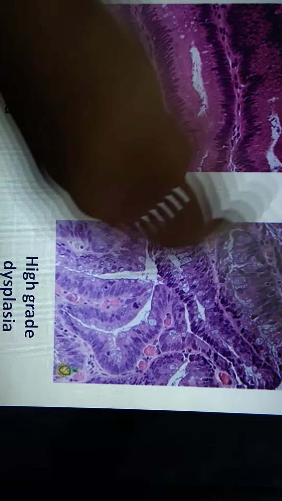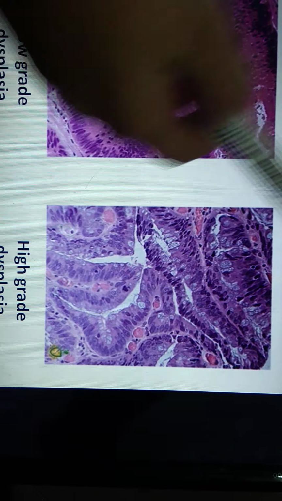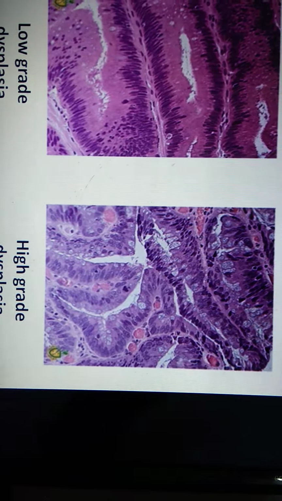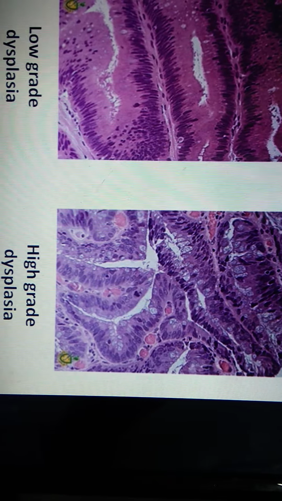Round enlargement and rounding up of nuclei, nucleoli, complete loss of polarity, nuclei reaching up to the luminal surface, mitosis present in the luminal surface. So this is the cytological distinction between a low grade and a high grade dysplasia.